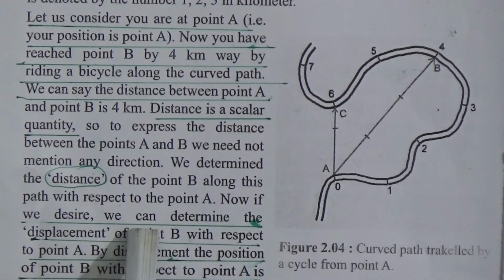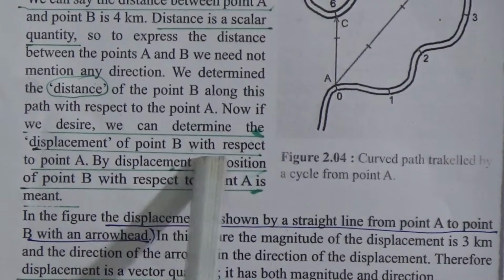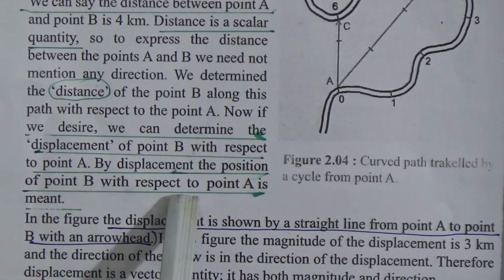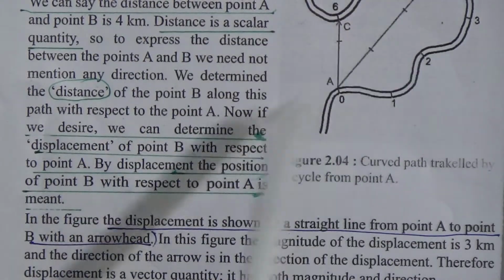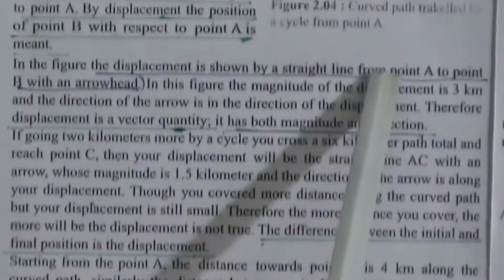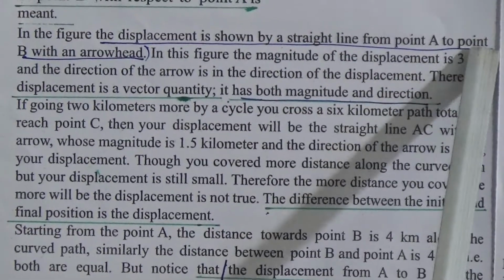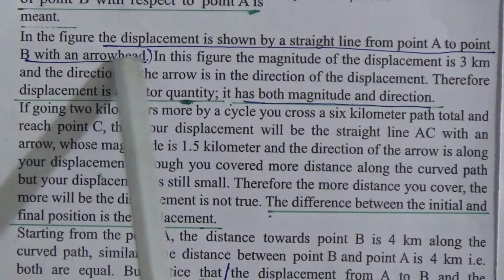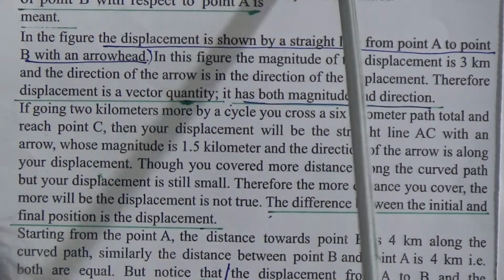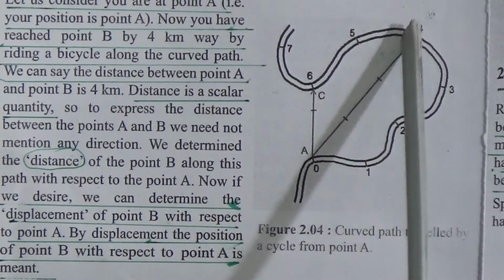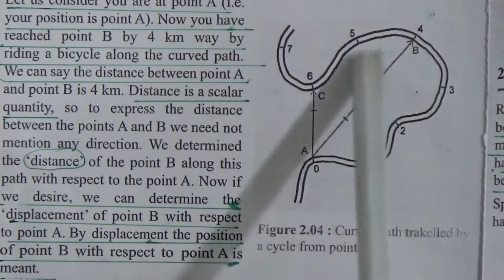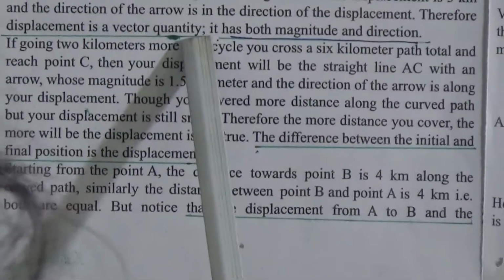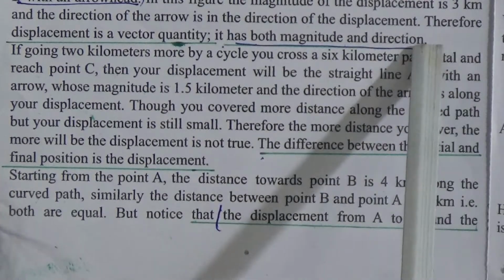Now if we desire, we can determine the displacement of point B with respect to point A. Displacement means the position of point B with respect to point A. In the figure, the displacement is shown by a straight line from point A to point B with an arrowhead. This is our displacement. Displacement is a vector quantity. It has both magnitude and direction.